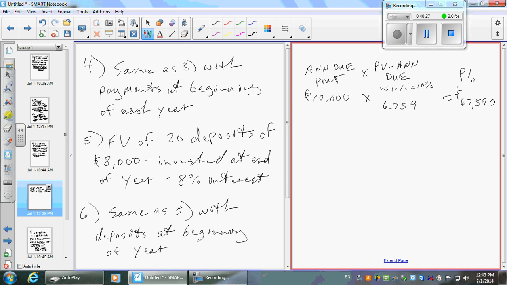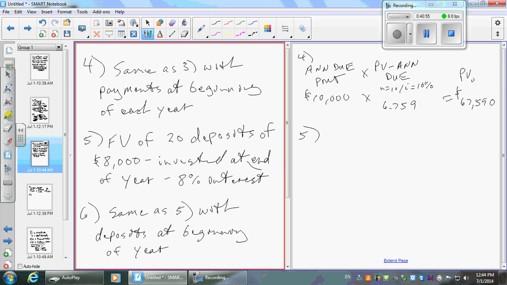And you'd earn less interest, wouldn't you? How come? That's 1 less period, right? If you invest 67,590, you get back 100, right? Okay. Of course, you have to pay more for it. Okay. So that's 4. Let's try 5. This time I got 20 deposits of 8,000 invested at year end, and I want the future value, right? I want to earn 8%. So what kind of an annuity is this thing? That's ordinary. What's this one going to be?